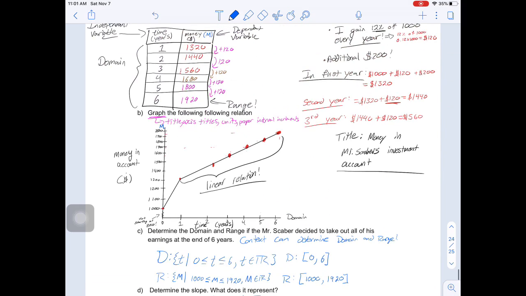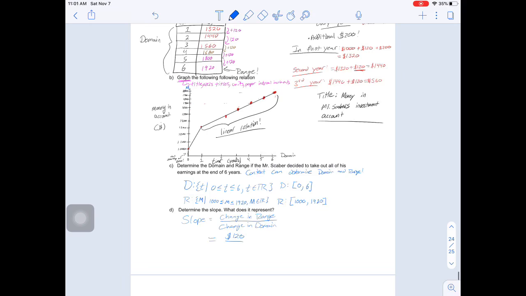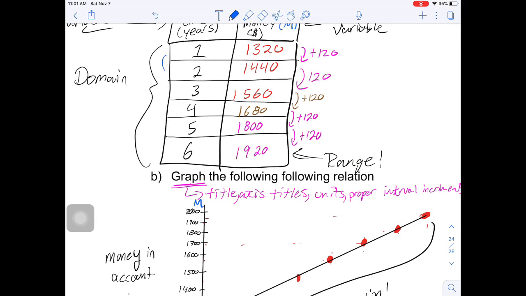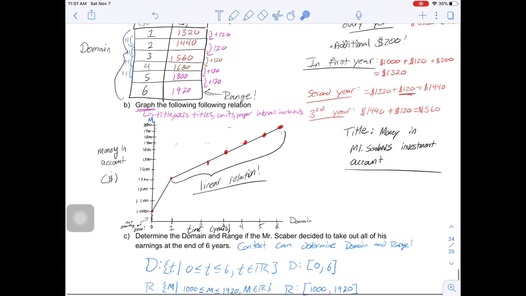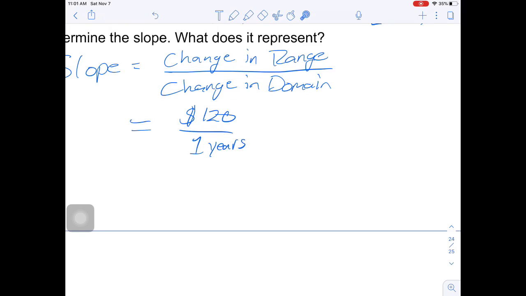So again, what was the change in range? Well, the change in range kept going up by $120. So this will be $120. And what was the change in my domain? Well, the change in my domain was 1, right? We can see here, +1, +1, +1, +1. So 1 + 1 is 2, 2 + 1 is 3, 3 + 1 is 4, so on and so forth. So the change in my domain is 1, and what is it represented in? Years. And remember, the units are useful because we can now determine what this represents.